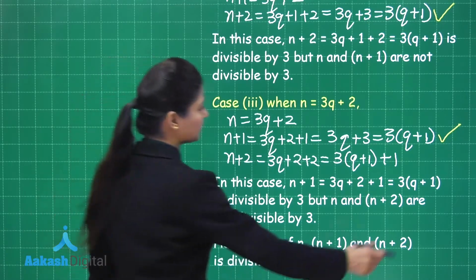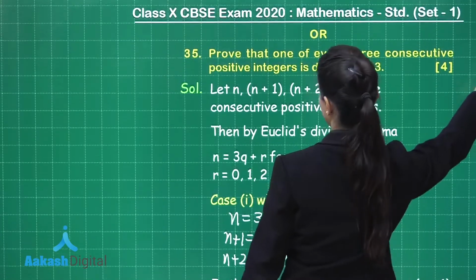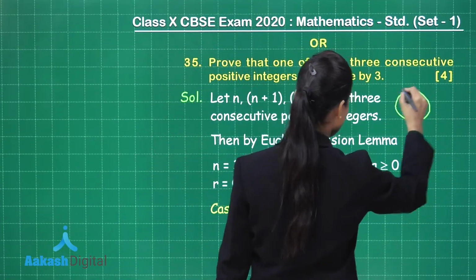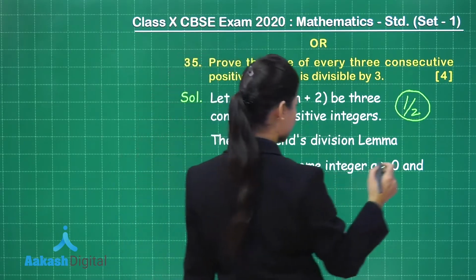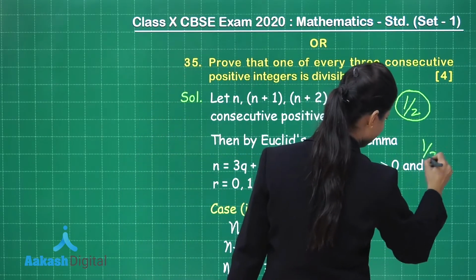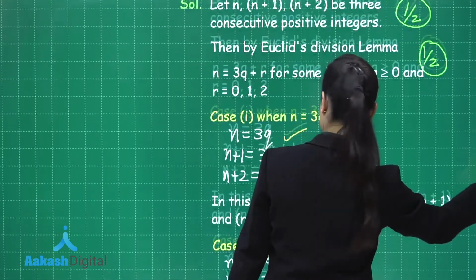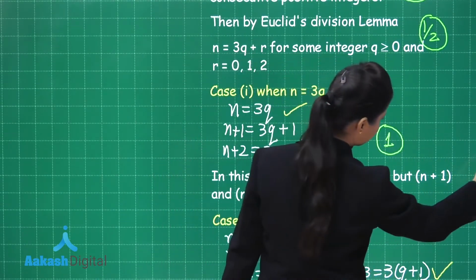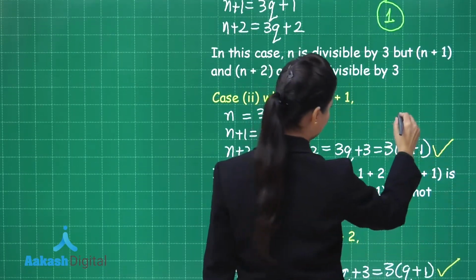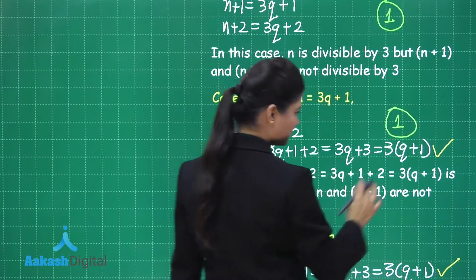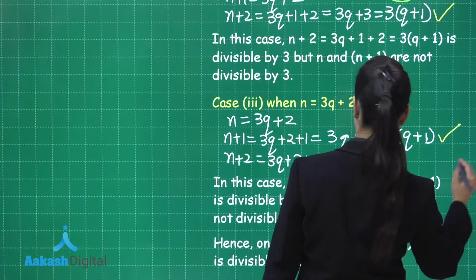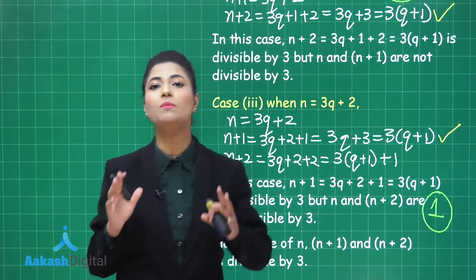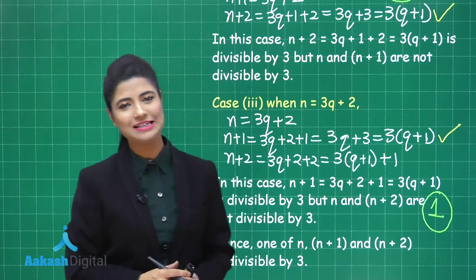So in this question, very first, when we have considered these 3 consecutive integers, for this step you will get half mark. Then for applying Euclid division lemma, you get here half mark. For the first case, obtaining this result, you get 1 mark. Next, for the second case, you get 1 mark. And finally, for the third case where you have concluded the required result, you get total 1 mark. So we get here total 4 marks for this question. I hope it is clear to you.